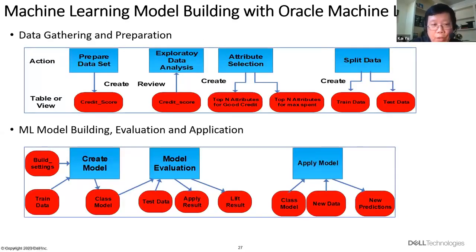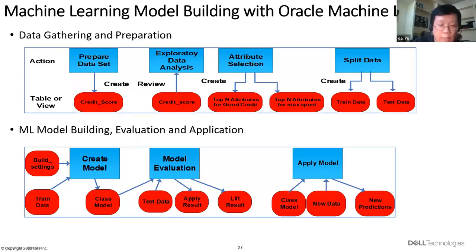In order to run machine learning, there are two major phases. One is to prepare your data: understanding your data, understanding your data distribution, and preparing your data for machine learning. After you finish that, you can build the model. Here are the major steps of each phase. First, you prepare and understand the data. For example, as we just showed, we want to understand the data distribution, such as how many people have good credit and how many have bad credit. Then we also find the top attributes that could relate to good credit.